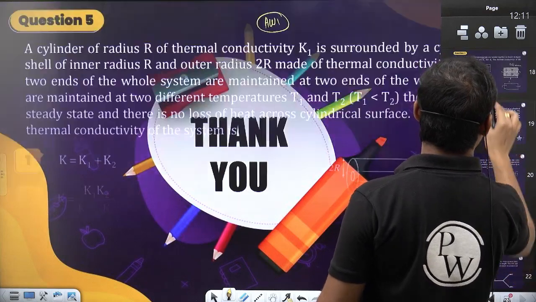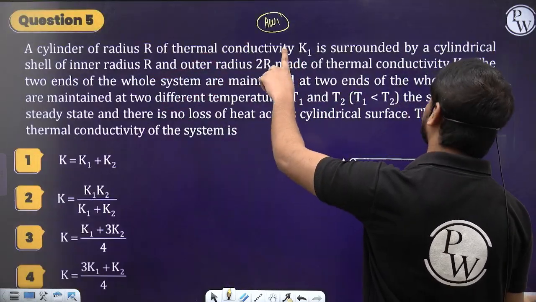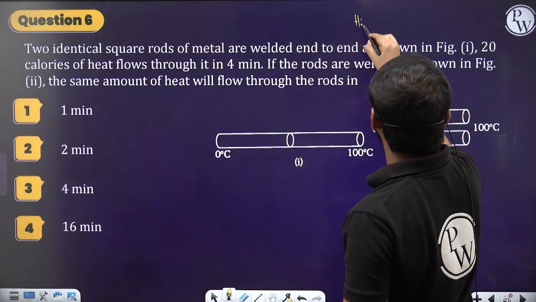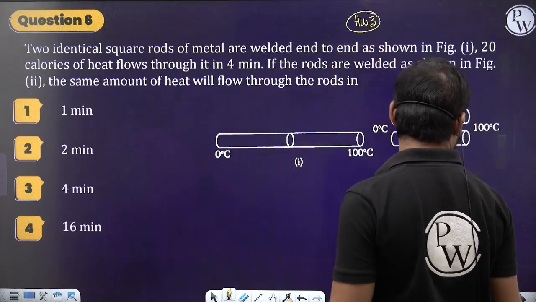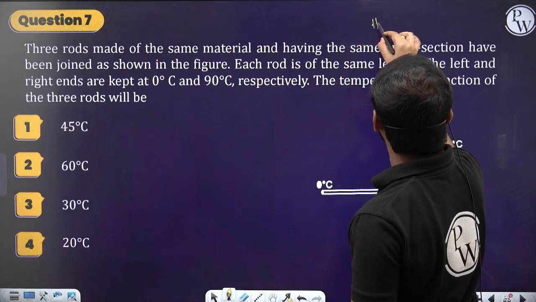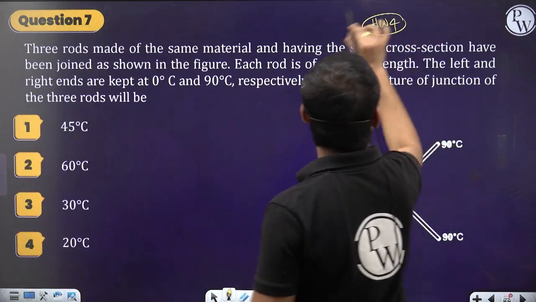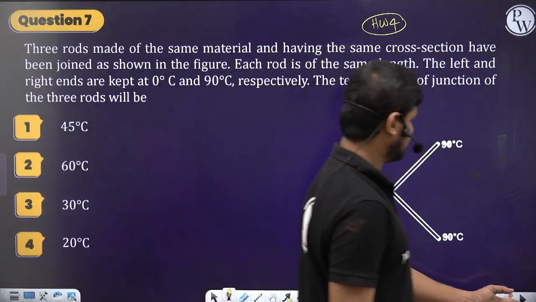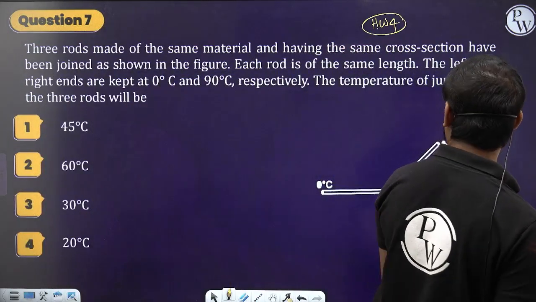So how many questions in total here? Homework 1, homework 2, same concepts. Just try to apply the concept we discussed. Homework 3 and homework 4. These 4 questions are important previous year questions, JEE and NEET based questions. If you are not getting them, I'll solve them in the next class. But you guys should try it on your own first.